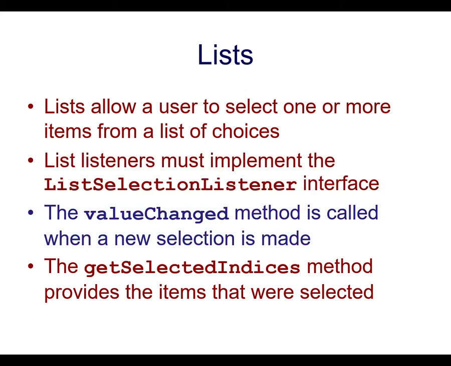The valueChanged method is called when a new selection is made. It is the only method in the ListSelectionListener interface. So that interface is a functional interface, which again means lambda expressions can be used for the event handler. Inside the event handler, calling the getSelectedIndices method provides the items that were selected. It returns an array of indices because more than one value can be selected.